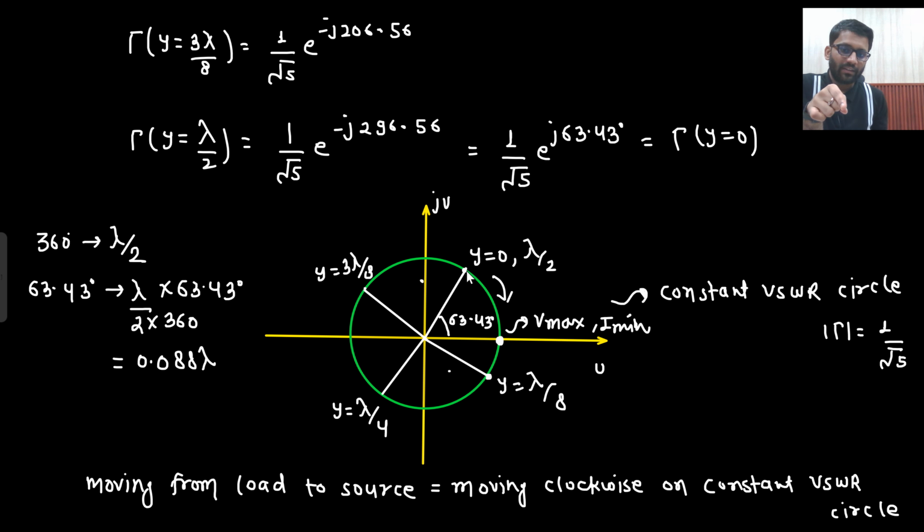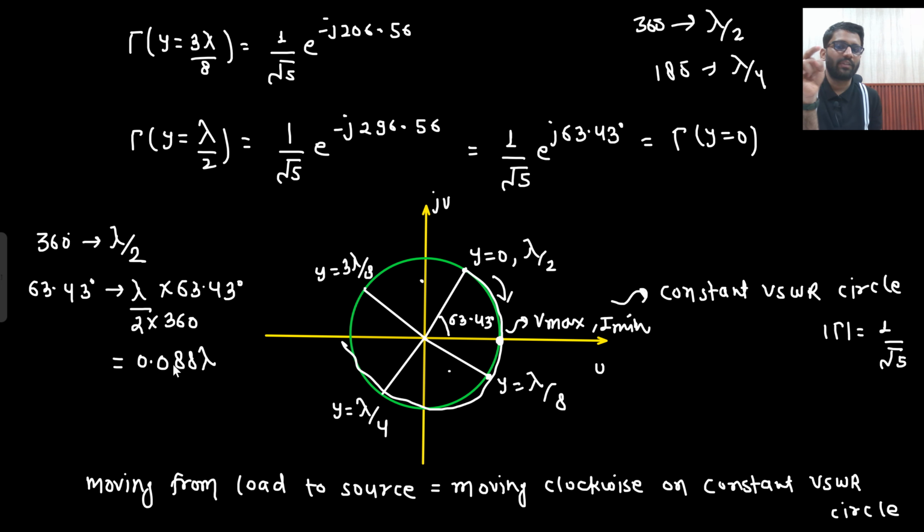Now if I cover this distance plus more lambda by 4 distance, how much will be this angle? This angle will be 180 degrees, because complete is 360, so this much angle is 180 degrees. Now to cover 360 degrees, you need to walk for lambda by 2 distance. To cover 180 degrees, you need to walk for lambda by 4 distance. So this distance plus lambda by 4 distance, 0.088 plus lambda by 4.